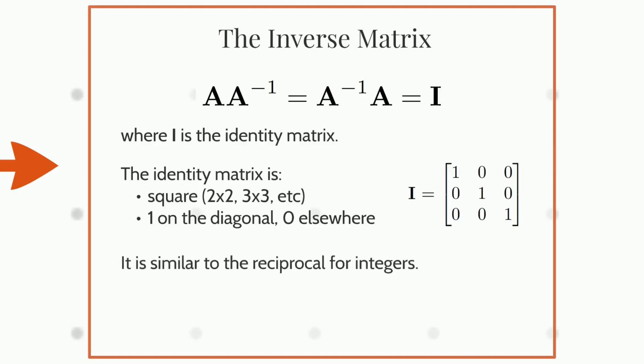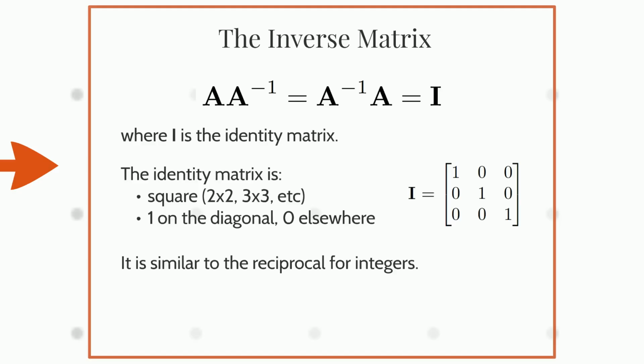And this is very similar to a reciprocal for integers. For example, if you had the integer 8, the reciprocal of 8 would be 1/8. Multiplying by that would get back 1. You could think of 1 as a 1 by 1 identity matrix for an integer. So when we have a matrix here, we're going to get back ones on the diagonal, get back the identity matrix corresponding to the appropriate size matrix.